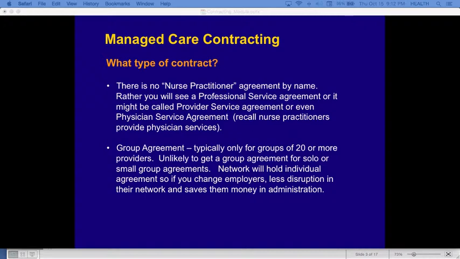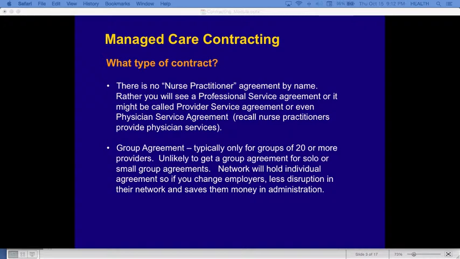If there's 5 of you, I'm going to contract individually with all 5, and I don't really care about the employment status. But I contract individually with all 5 of you, so if 2 decide to run down the street and do their own practice, I've already got them under contract. They can go down the street. Now, you might say, well, no, I don't want them to compete with me, blah, blah, blah. That's not the health plan's issue at this point.